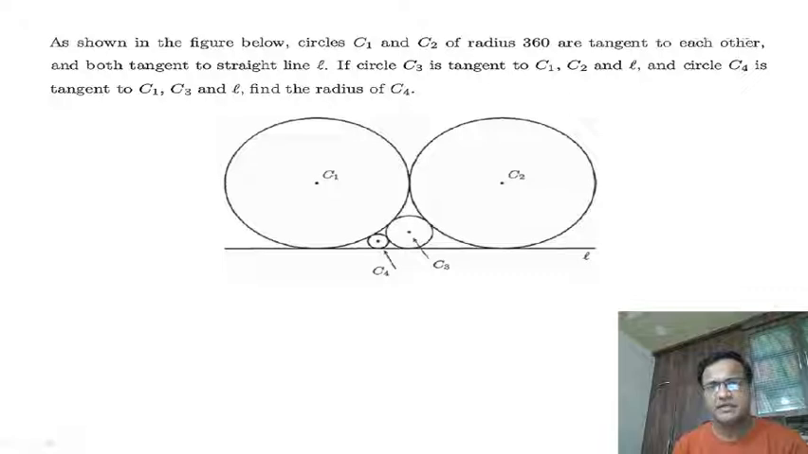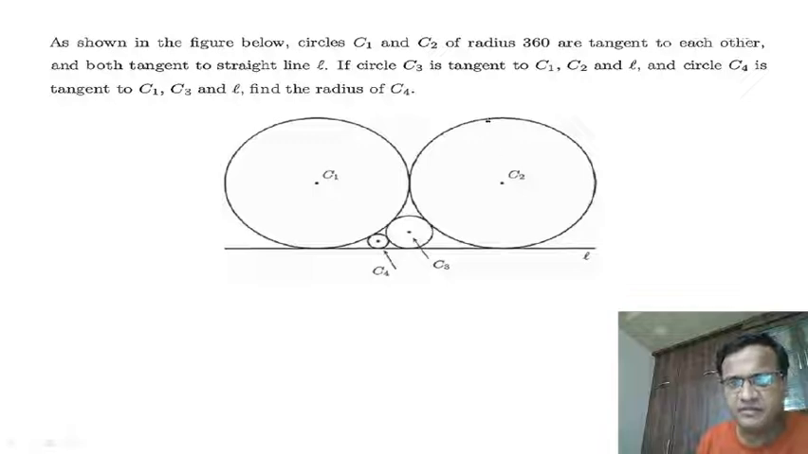As you can see, there are two congruent circles C1 and C2 having radii 360 that are tangent to each other and both are tangent to the line L. C3 is another circle which touches the circles C1 and C2 as well as the line L, and there is one more circle C4 which touches the circles C1, C3 and the line L. We have to find the radius of circle C4.